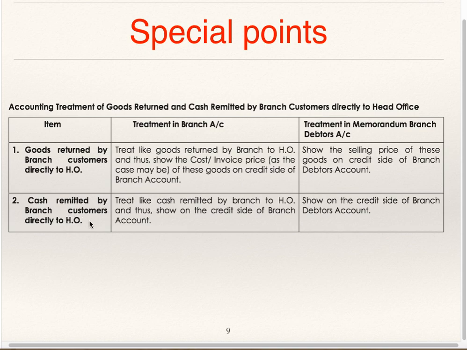Cash remitted by branch customers directly to head office. Treat like cash remitted by branch to head office and thus show on the credit side of branch account, show on the credit side of branch debtors account. If cash is remitted by branch customers directly to head office, in order to reduce debtors balance, you are supposed to credit it to memorandum branch debtors account as well as, assuming that as if cash is remitted by branch to head office, it is to be credited to branch account also.